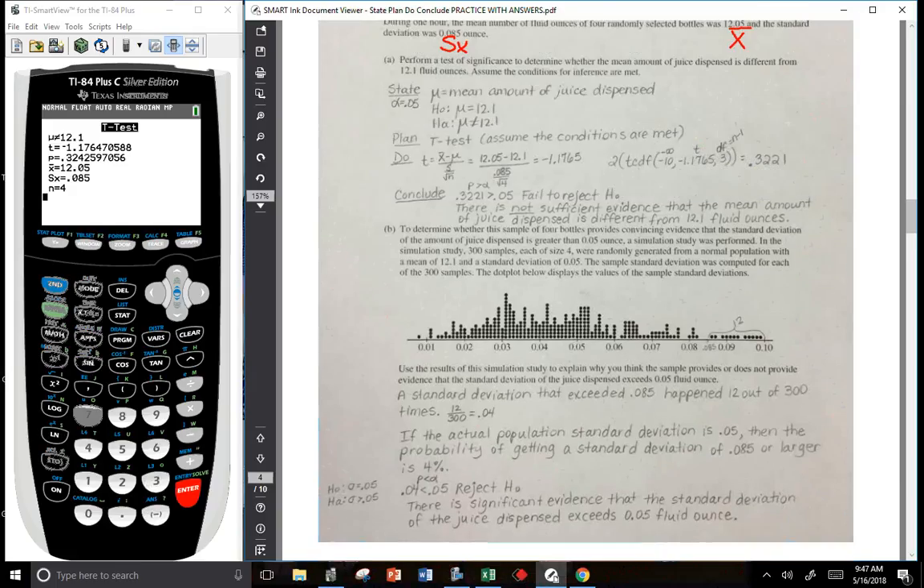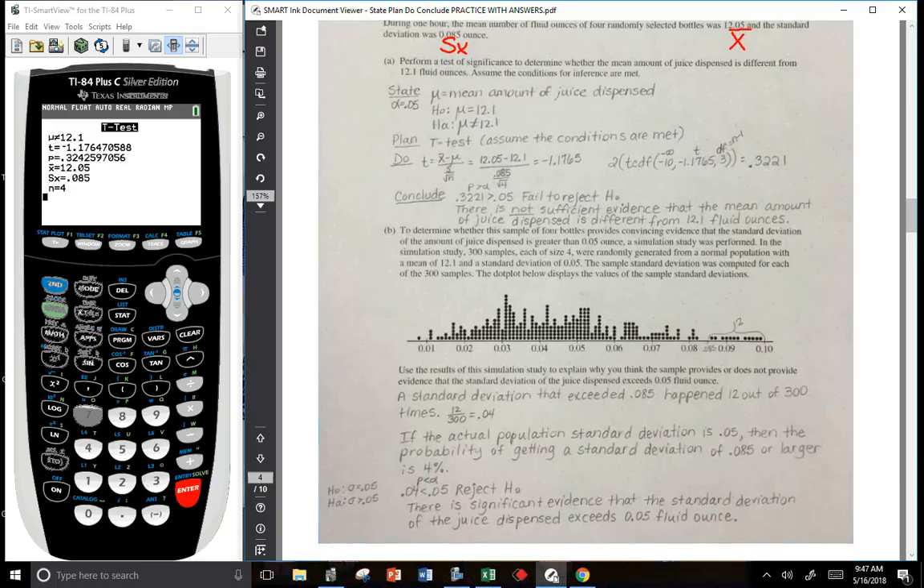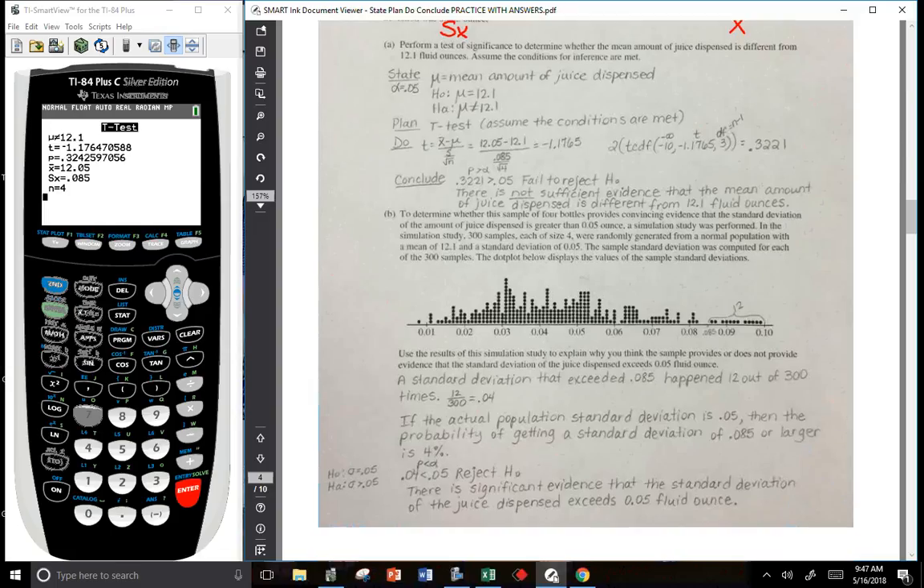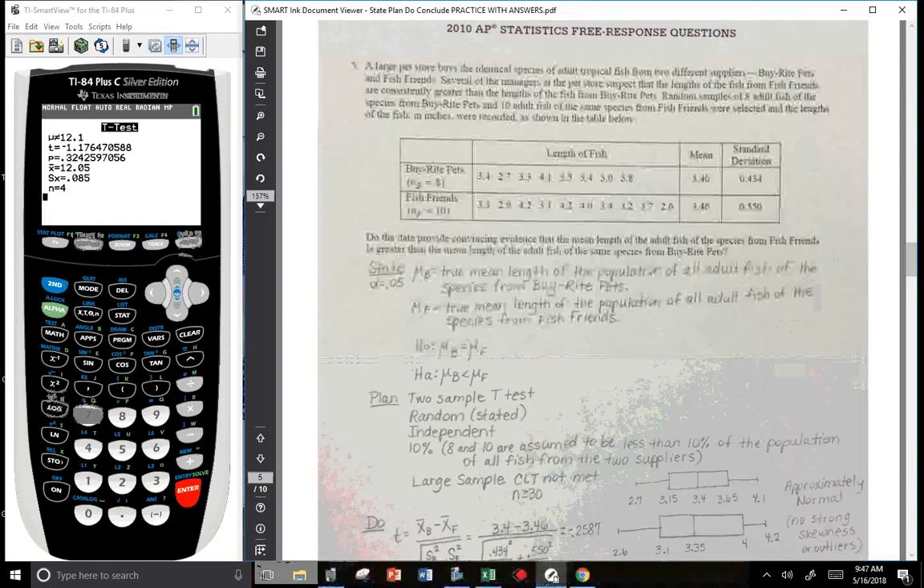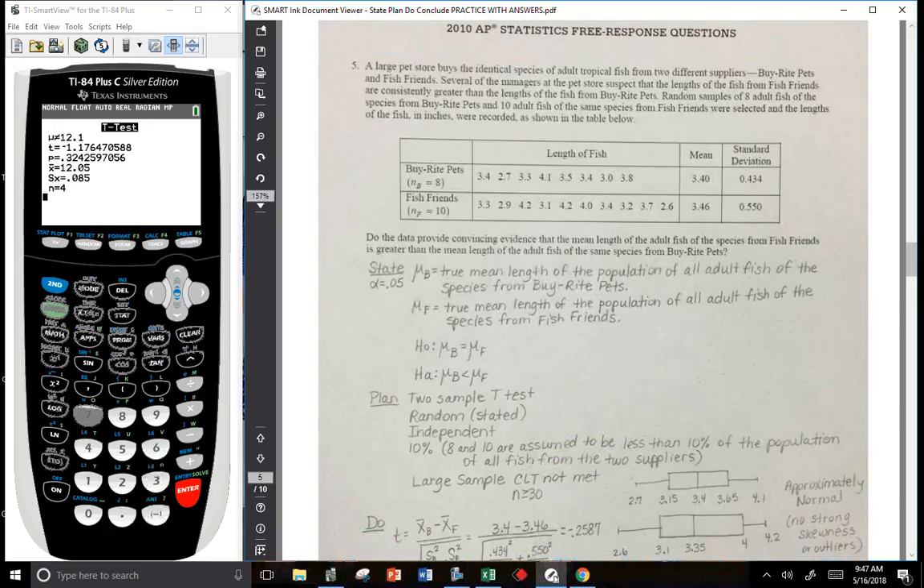And then we have H0. We think that the fish are the same size at both stores. So I'm going to do mu of B is equal to mu of F. There's no difference between the stores. But the thing that we're testing for, it says Fish Friends is actually greater than Buy Right when you're looking at the average length of their fish. They have bigger fish at Fish Friends. So does mu B less than mu F make sense? Because F is greater than B when you read it backwards.